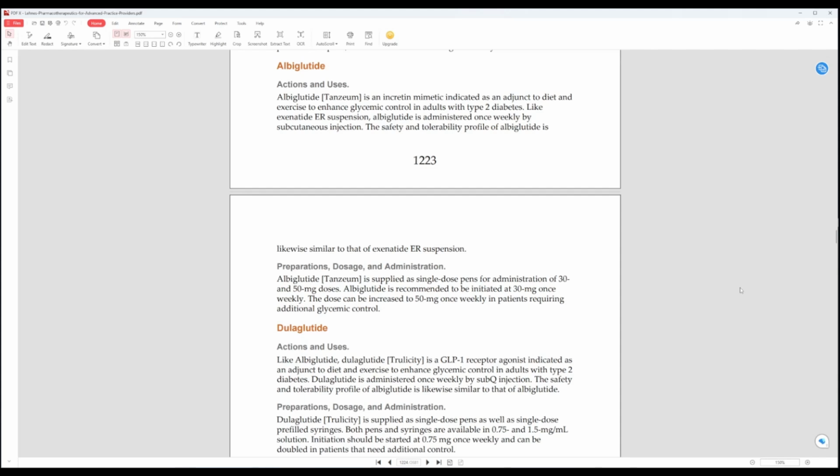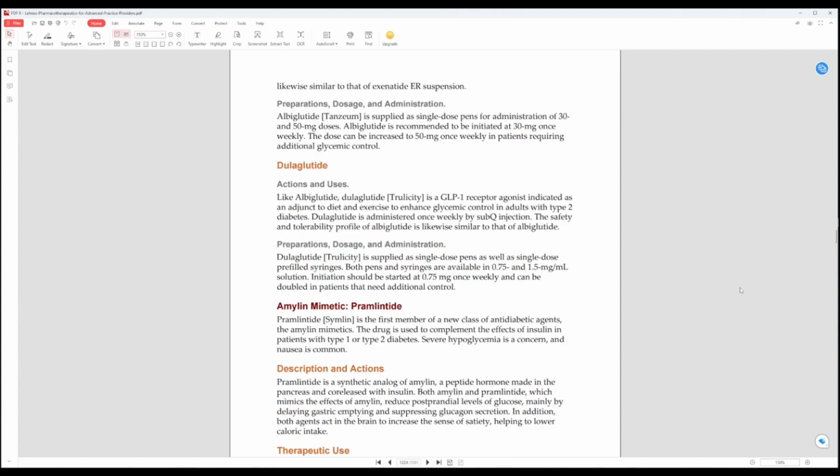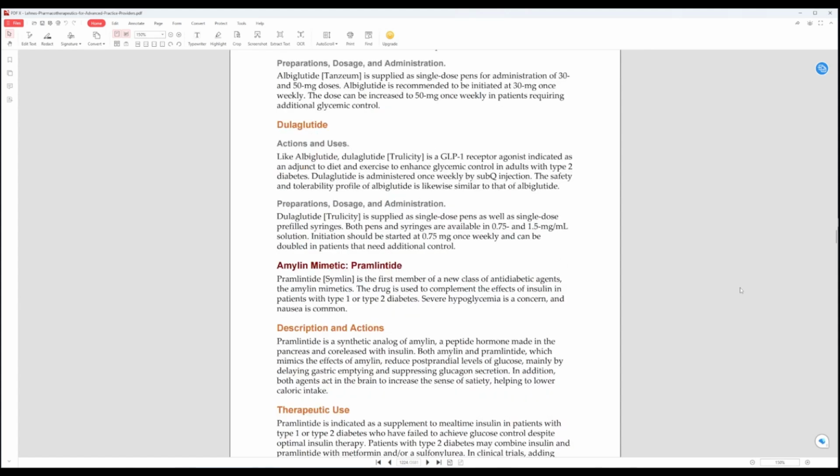Like exenatide ER suspension, albiglutide is administered once weekly by subcutaneous injection. The safety and tolerability profile of albiglutide is likewise similar to that of exenatide ER suspension. Albiglutide is supplied in a single-dose pen for administration of 30 and 50 milligram doses. It is recommended to be initiated at 30 milligrams once weekly. The dose can increase to 50 milligrams once weekly in patients requiring additional glycemic control.